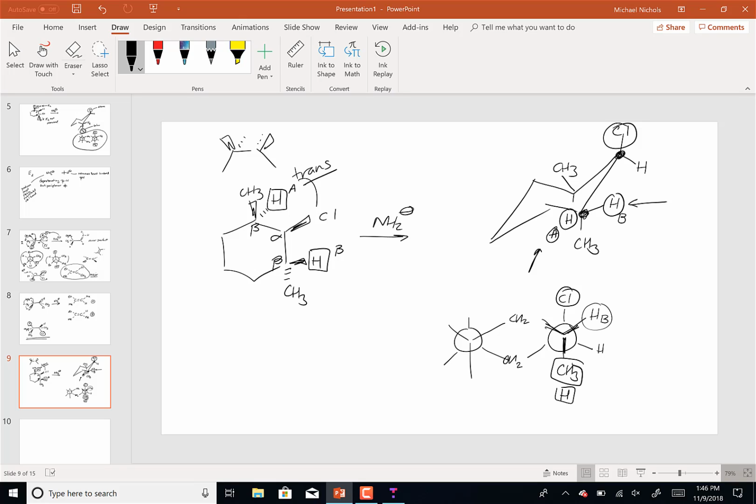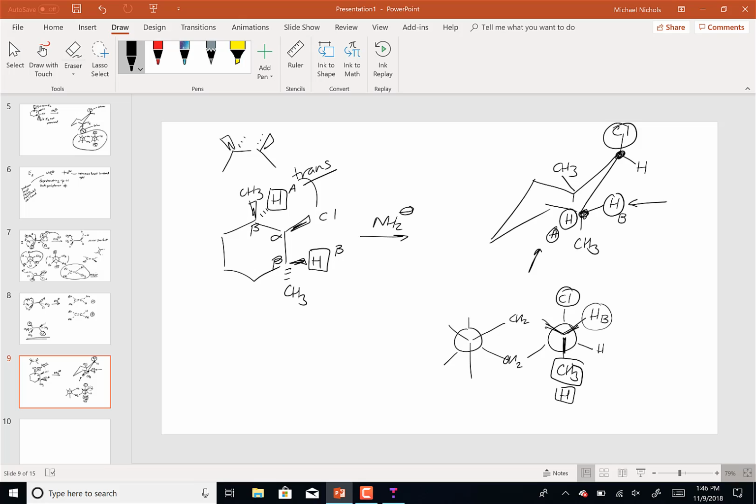Okay. If this was E1, both those hydrogens would be able to be removed, because once I form the carbocation, it wouldn't matter whether the hydrogen was cis or trans. So I would lose both of them. And then it would be a question of what's the major product in the reaction? The most stable one.